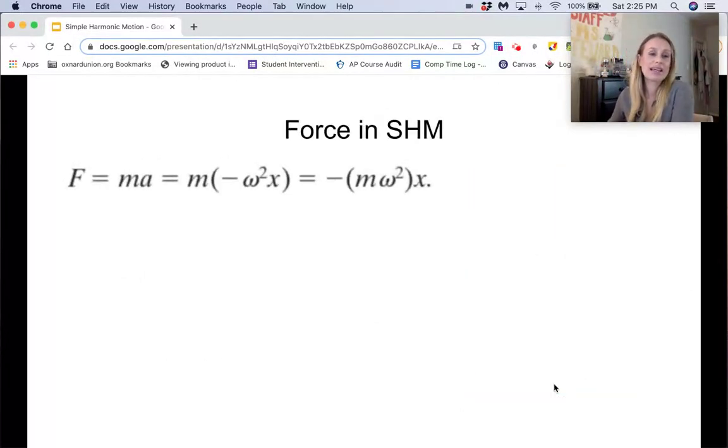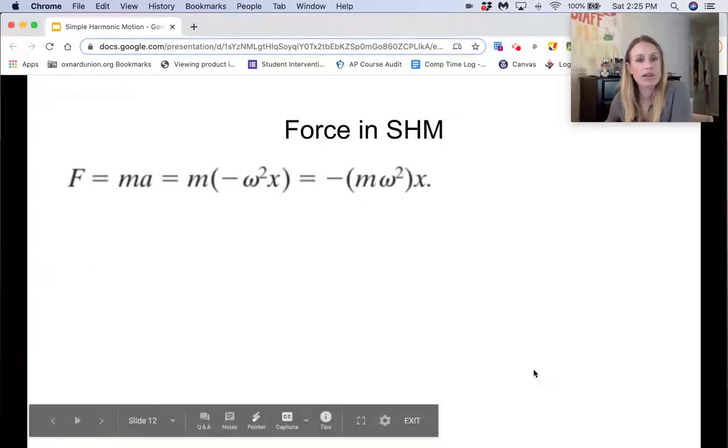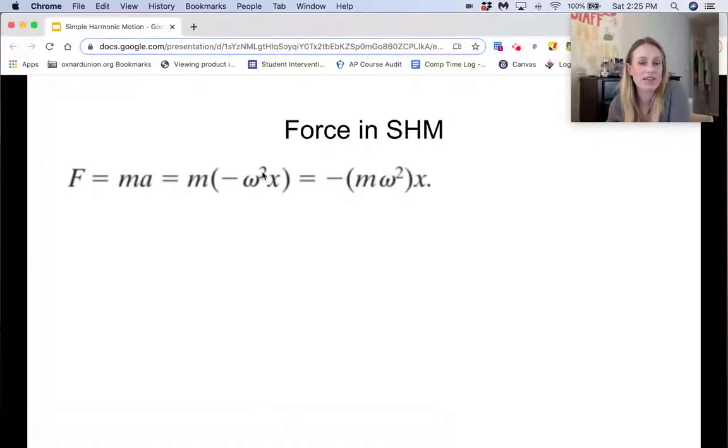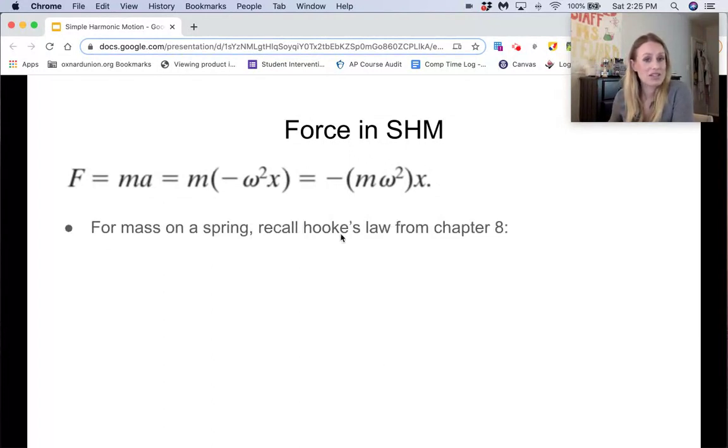So what we can get here is the force is equal to mass times acceleration from Newton's second law. And then of course, acceleration can be written as negative omega squared times x, which we saw two slides ago. Just rearranging here, we get negative mass times omega squared times x. For a mass on a spring, if you recall Hooke's law from chapter 8, we know that force is equal to negative kx, where k is the spring constant, x is the displacement from equilibrium, and that's negative because the force is a restoring force.